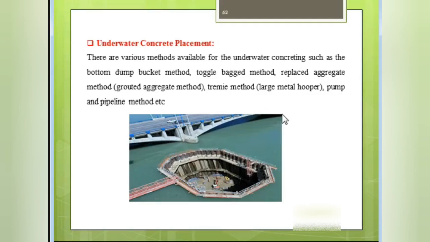And placing of concrete in underwater construction. Suppose in the sea we have to make concreting for the pillars.